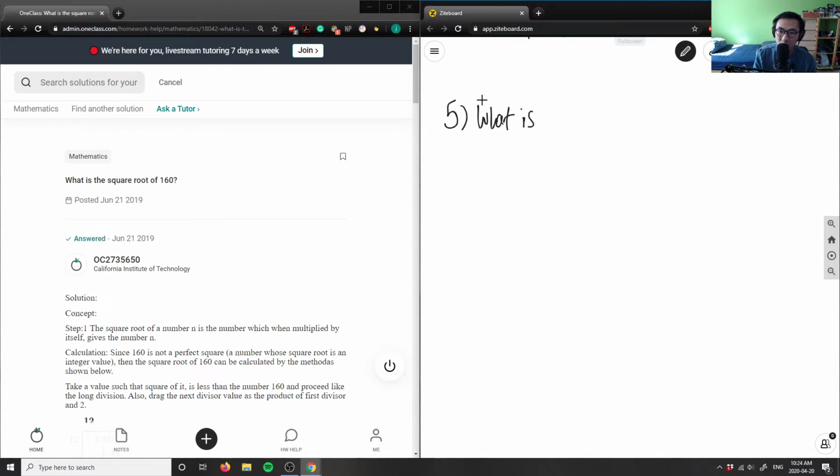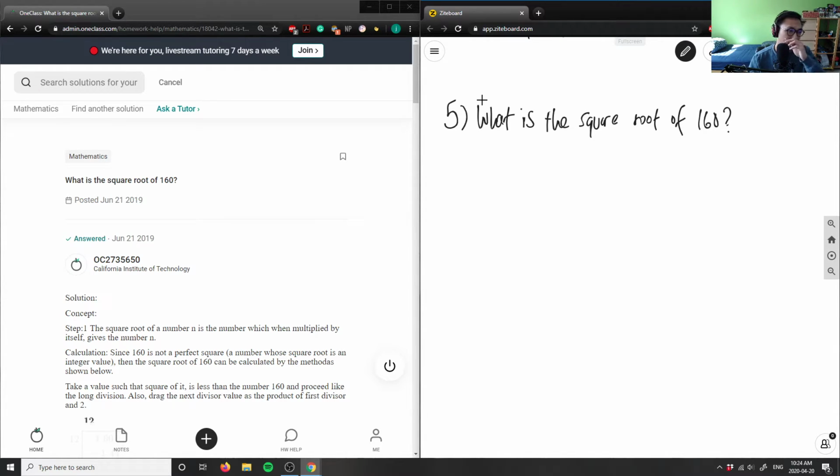What is the square root of 160? So take a moment to think about this problem. What is the square root of 160? So again, I'm going to do this in exact values because I'm assuming that's what they want.